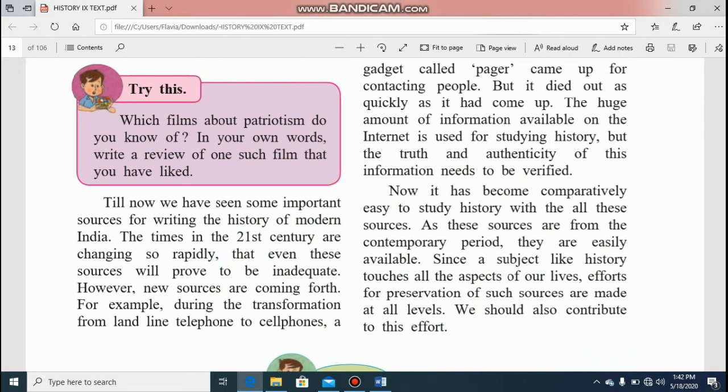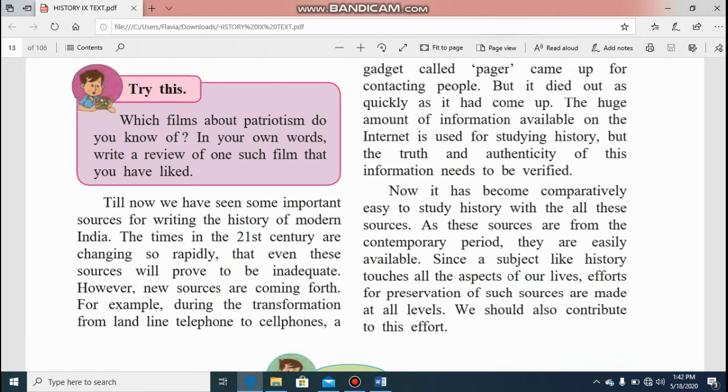There is a huge amount of information available on the internet, but we must question its authenticity. How true is this information? Hence, all information must be verified. If it is true, it can be used as a source of history.